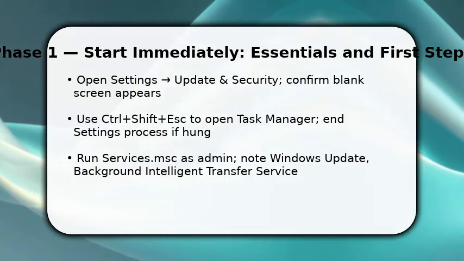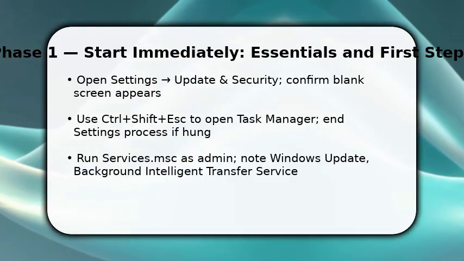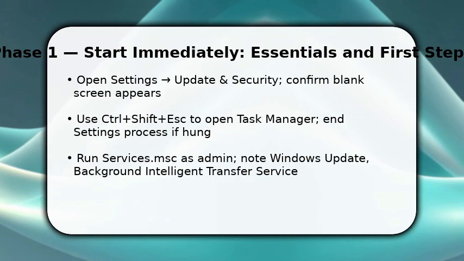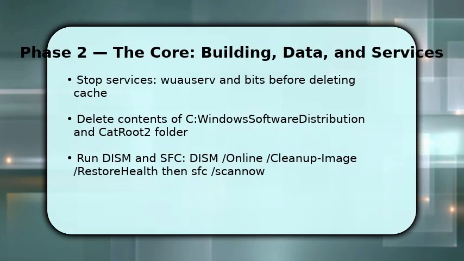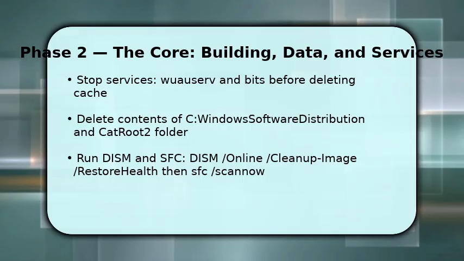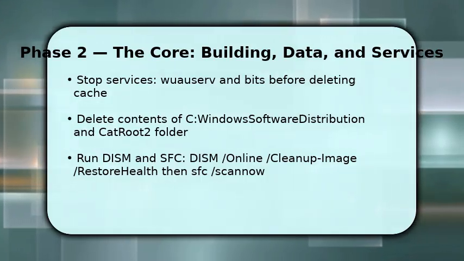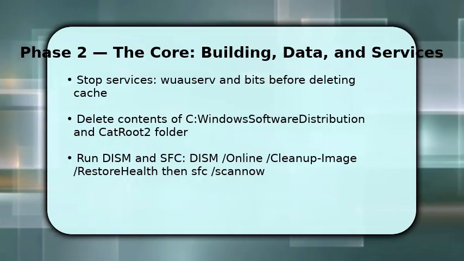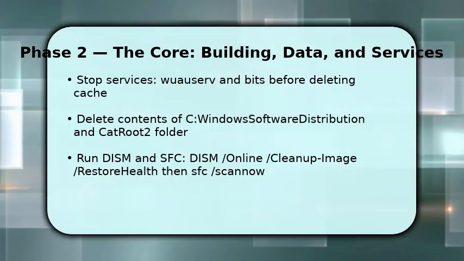Once done, keep services.msc open so you can restart them later, and make sure you have administrative rights, otherwise the fixes won't apply. With services stopped, you clear the update cache to remove corrupt data. Navigate to C:/Windows/SoftwareDistribution and delete the contents, not the folder, and also reset the catroot2 folder. These stores often cause blank settings pages.